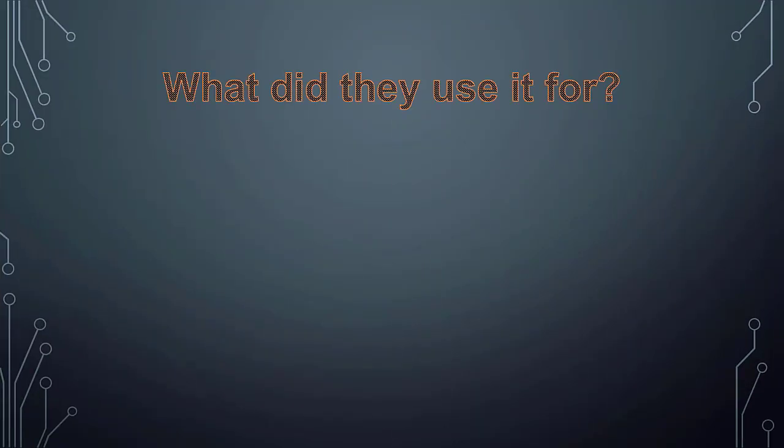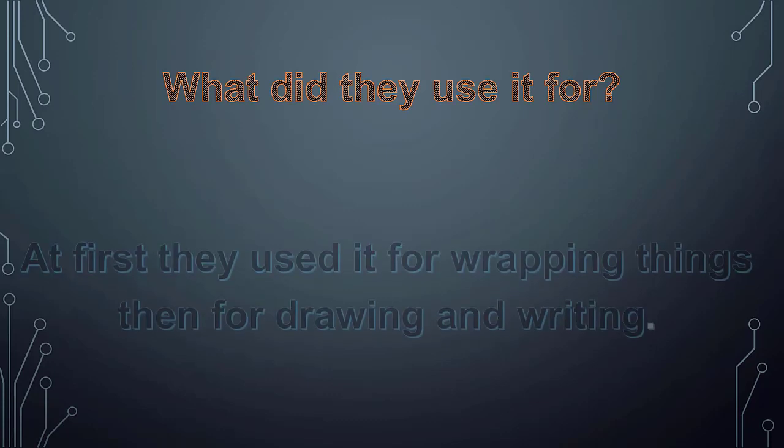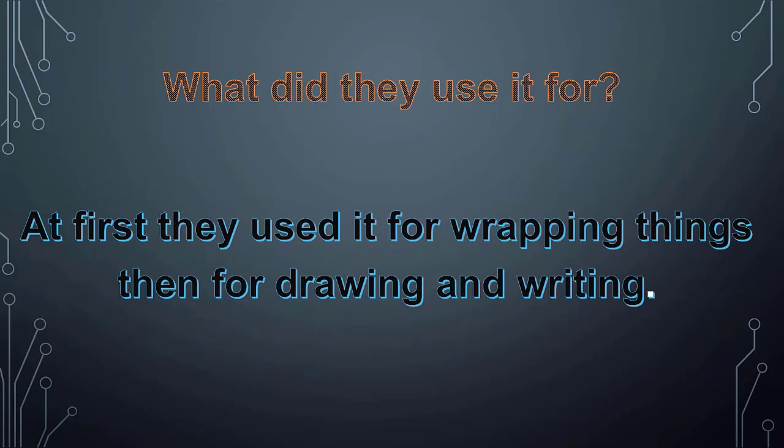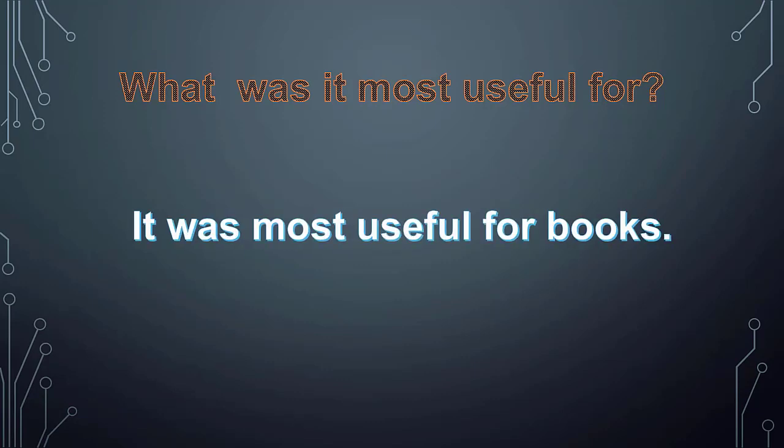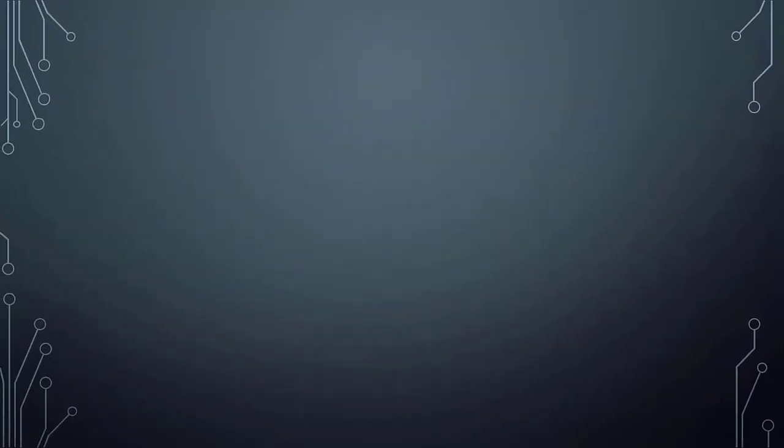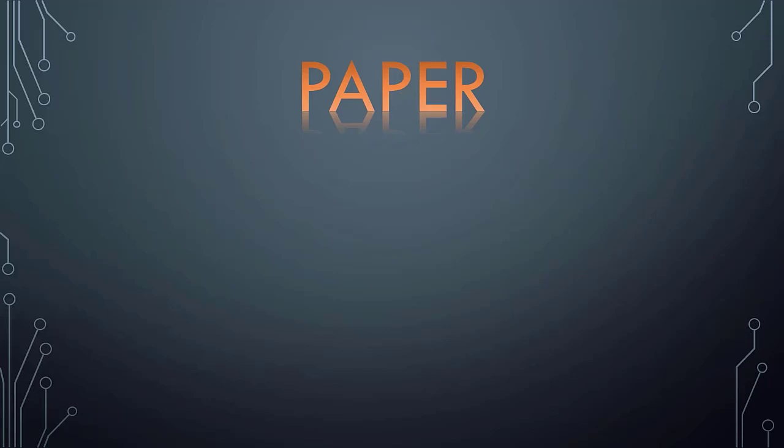Question number 3. What did they use it for? At first, they used it for rubbing things. Then, for drawing and writing. Question number 4. What was it most useful for? It was most useful for pox. Okay, let's see how we can write a paragraph by having the answers to these questions and putting them in paragraph form.